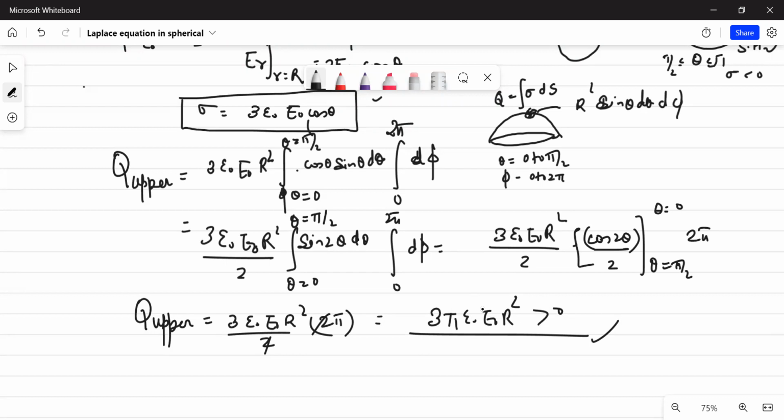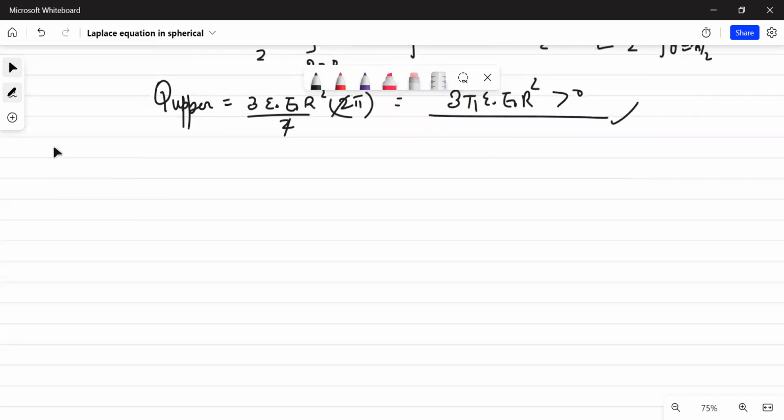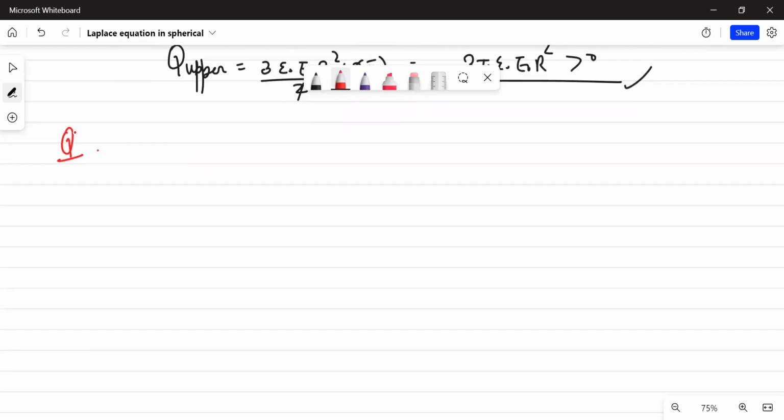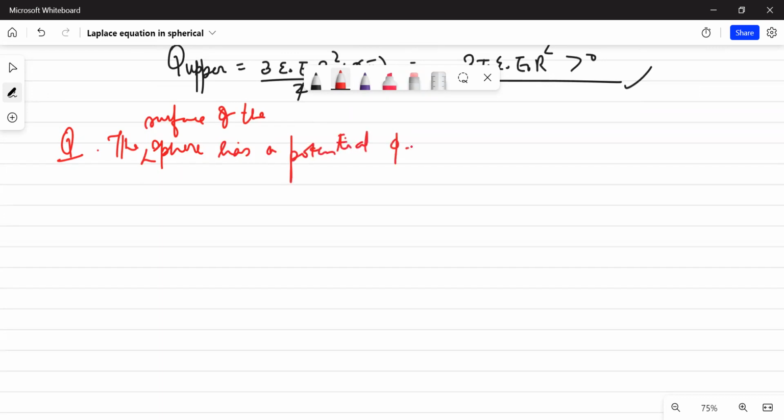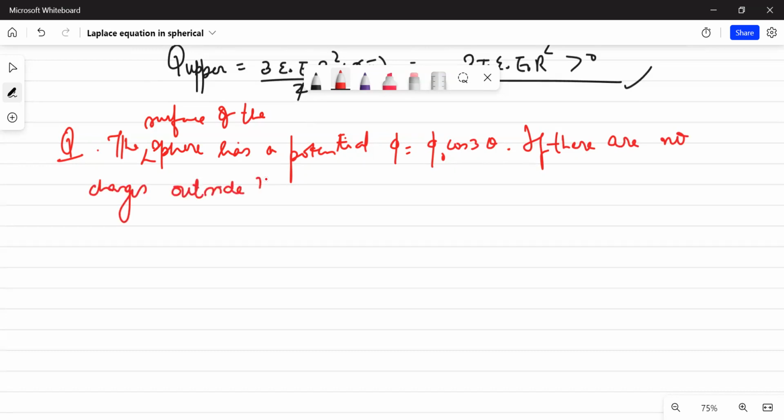Now today we are going to move ahead. Just try to do one more problem so that you get your hand in practice. So for example, I'm giving a sphere, the surface of the sphere has a potential given by phi equals phi naught cos 3 theta. And if there are no charges outside the sphere, we have to obtain the potential anywhere outside.